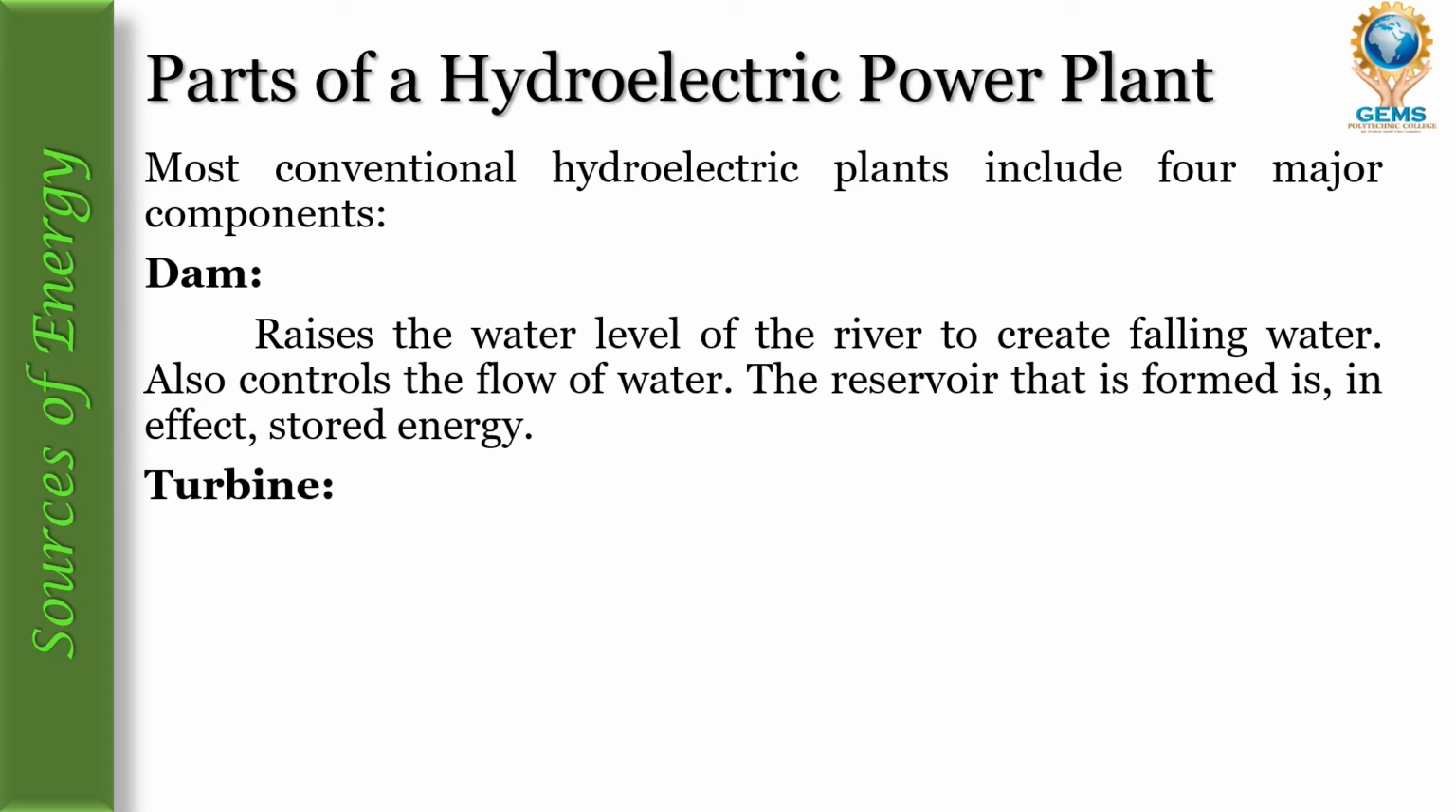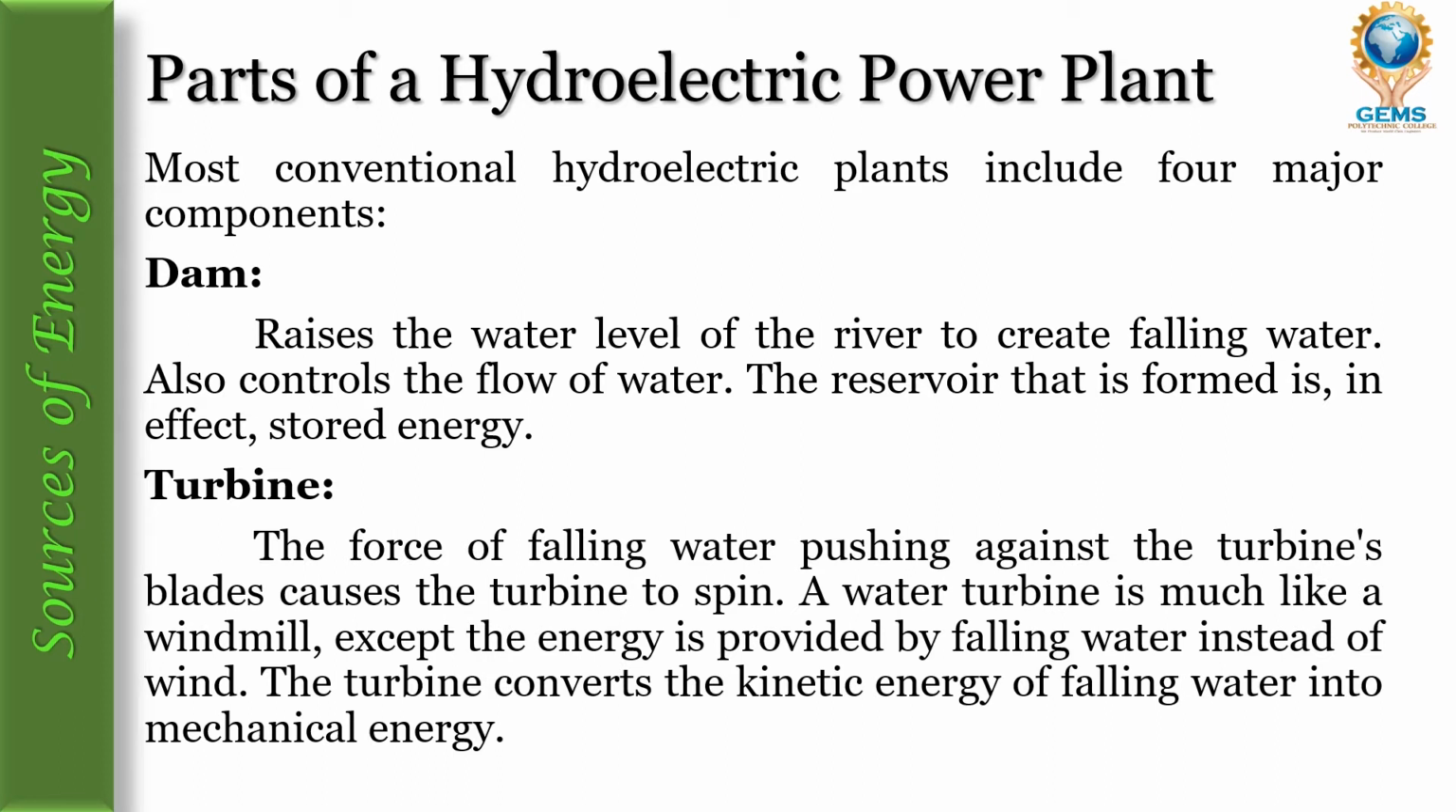Then comes the turbine. The force of falling water pushing against the turbine's blades causes the turbine to spin. A water turbine is much like a windmill, except the energy is provided by falling water instead of wind. The turbine converts the kinetic energy of falling water into mechanical energy.